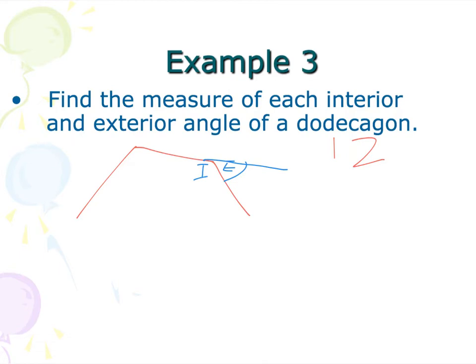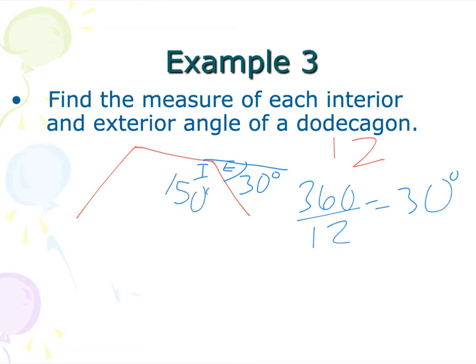Well, if I've got 12 sides, 12 angles, both 12 interior and 12 exterior, right? If I did 360 over 12, what's that going to give me? Well, that will give me 30, which is my measure of my exterior. And if 30 is my exterior, what's the supplement of that? 150 is my interior. Woo!